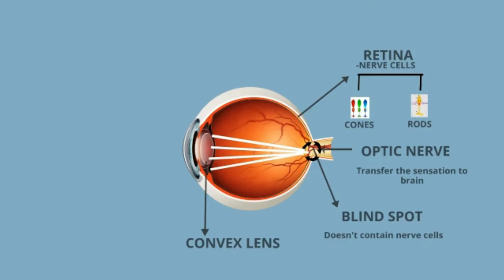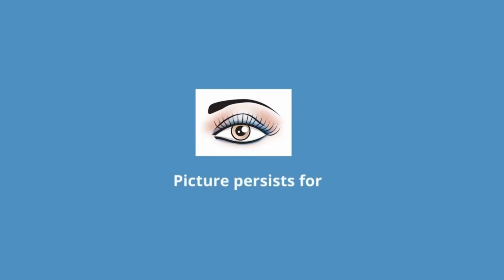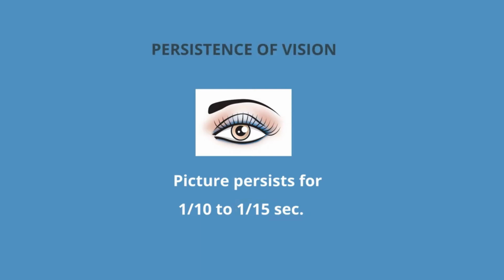There is another interesting thing about the human eye, and that is any picture persists in the eye for about 1/10 to 1/15 of a second. That's right. It means that the brain retains the impression of the light for approximately 1/15 of a second after the source of the light is removed. That is a very little time. This is referred to as the persistence of vision.